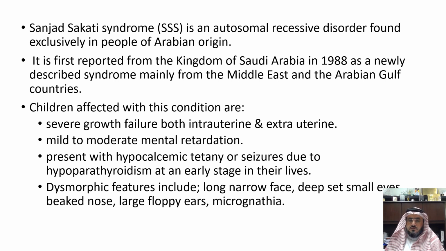And these children usually have the following association. Number one, severe growth failure of both intrauterine and extrauterine life. They have mild to moderate mental retardation. They have hypocalcemic seizure due to hypoparathyroidism. They have dysmorphic features including long, narrow face, deep-seated eyes, small eyes, peaked nose, large floppy ears, and micrognathia.